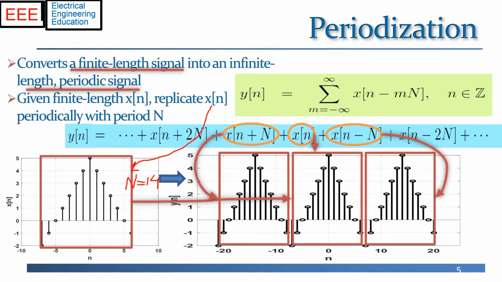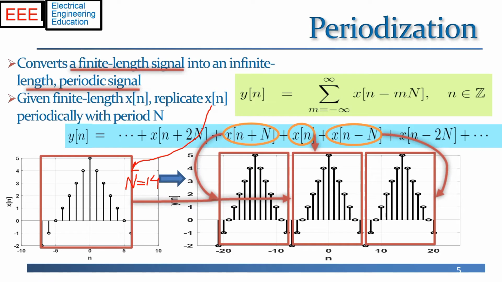This long chain of sums can be expressed very succinctly as an infinite summation as follows. We basically say that the sampled values y of n, that is, the signal y of n, is the infinite sum over this variable m of the finite length signal x that is shifted by integer multiples of this period capital N. So this is where for m equals 0 we get x of n, m equals 1 is here, m equals 2 here, m equals minus 1 here, etc. So this is a very nice succinct formula for representing periodization.